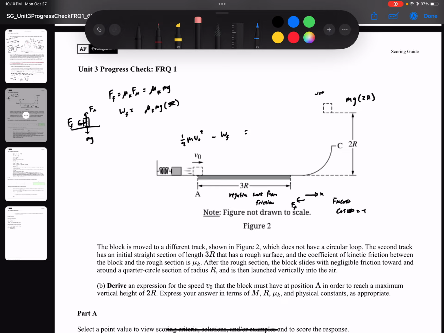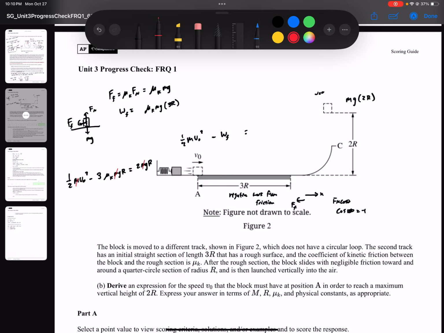So my initial kinetic energy minus the work done by friction equals my final potential energy. If I combine all this together, I have 1/2 m v naught squared minus 3 times mu sub k times mgr. That has to equal my final potential energy, which is mg times 2r. I'm just going to write that as 2mgr. Okay, so let's get rid of the m's. The m's cancel out because there's an m in every single term.